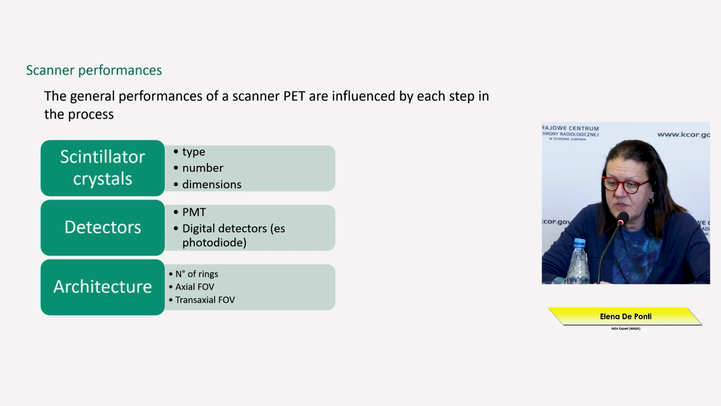Then we have the detectors. We have moved for most of the scanners available on the market from the PM tubes to the digital detectors, but some scanners are still based on the use of PM tubes, so this could be a choice. And then we have the general architecture of our scanner in terms of number of rings of detectors. That means a different axial field of view or transaxial field of view.